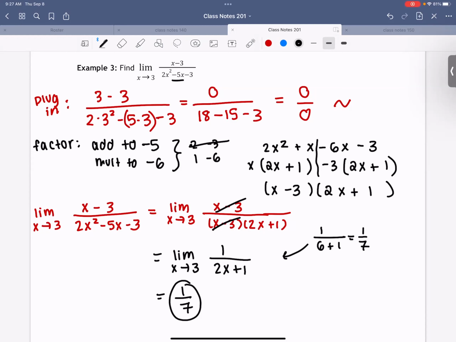So even though we started with a limit that gave us a 0 over 0, by factoring the denominator and crossing out the top and bottom, we were able to get that limit at the end. Okay. Any questions on example 3?